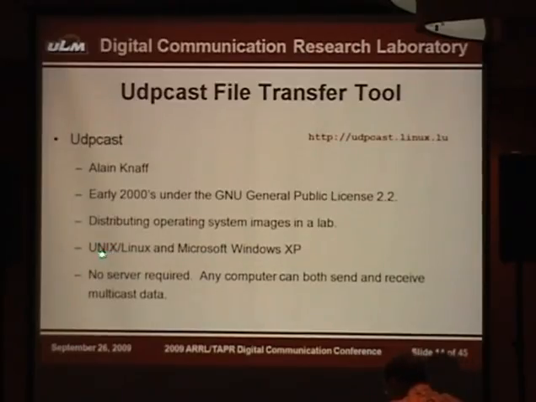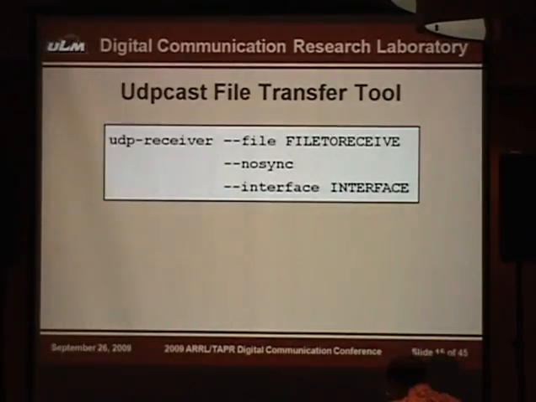It does run under Linux and Microsoft Windows XP, although I have not tried that; that's on a to-do list. But the thing that I do like about it is that any computer can send a multicast piece of data and receive also. So they can send that piece of data in one instance and then become a multicast receiver in another instance. That was in last year's paper, and it's in this year's paper. If you're going to receive, it's a command line oriented interface. You set that up, you type this in. File to receive is just the local file that you're going to call that.